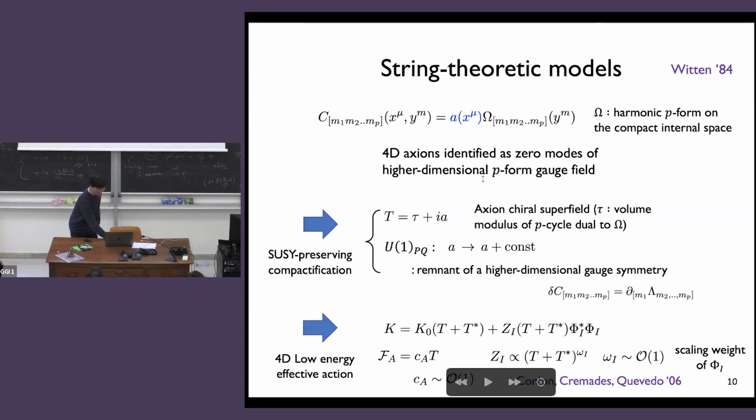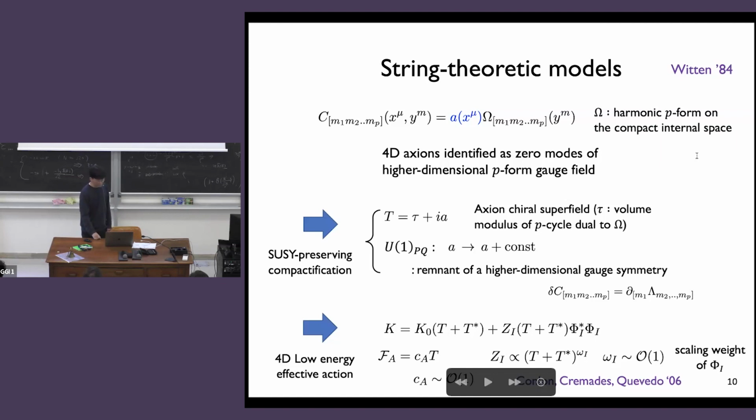And the higher dimensional component of this p-form gauge field looks like a 4-dimensional pseudoscalar. And moreover, if this gauge field has a certain configuration called a harmonic p-form over this extra dimensional space, then the corresponding 4-dimensional degree of freedom is approximately massless. So it can be naturally identified as a light pseudoscalar 4-dimensional axion.